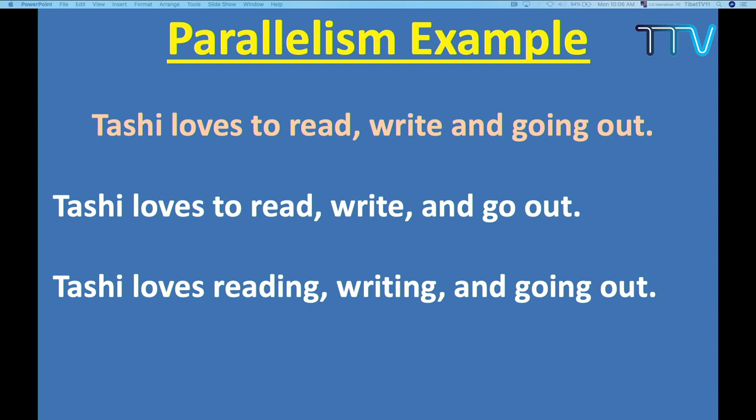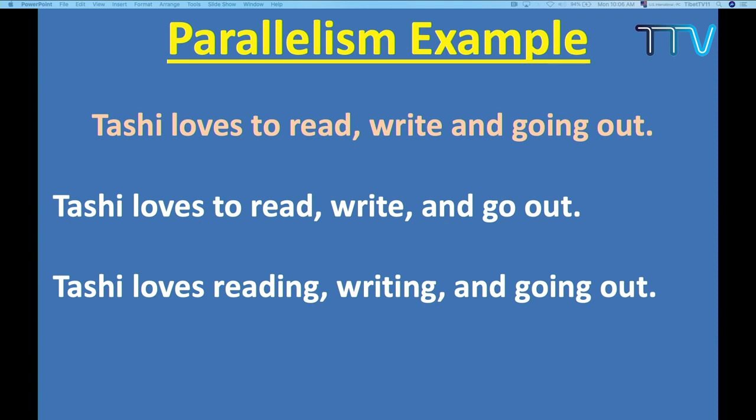For example, Tashi loves to eat, write, and go out. Now you see all the forms are the same in one sentence. Or Tashi loves reading, writing, and going out. I'm sure you have made such kind of mistake. I also make such kind of mistake.